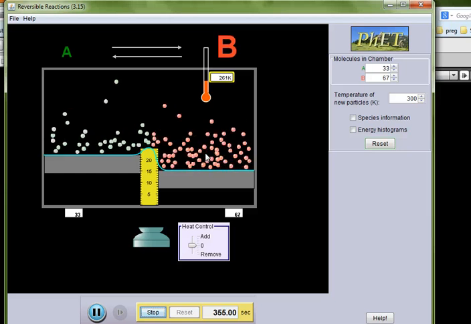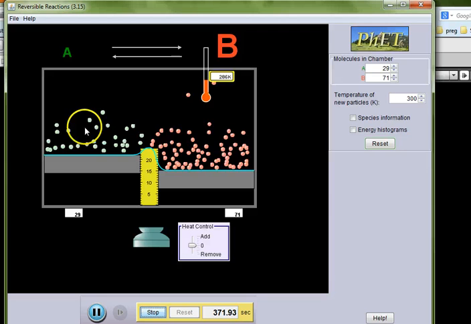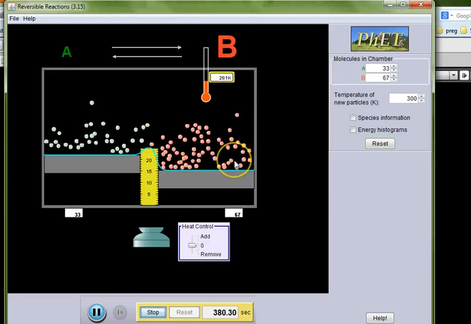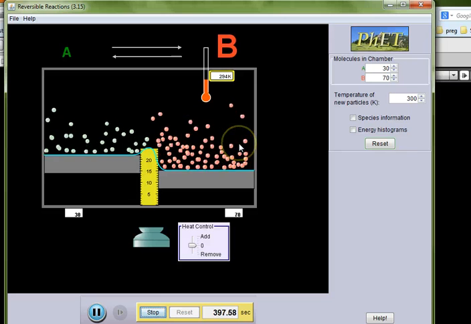So when the equilibrium is set, there should be more of B, less of A, and that ratio should be fixed at that particular temperature. Is that clear?